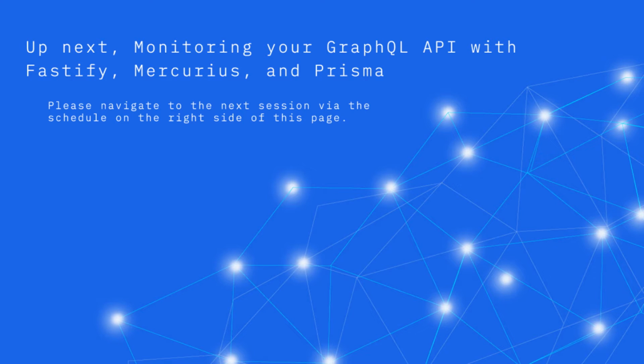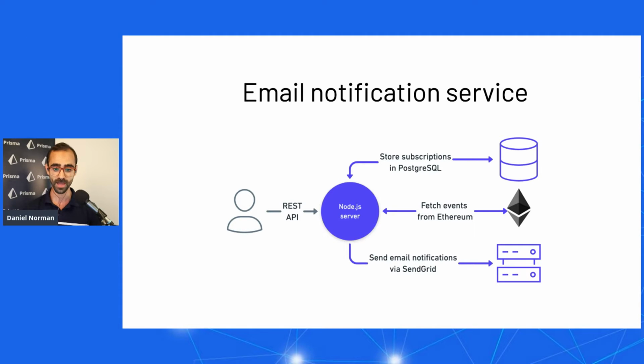And let me share a personal anecdote. A couple of years ago, I was building a Node.js service that would allow you to subscribe to Ethereum contract events and get email notifications when events are emitted by a contract. The service's main persistence layer was Postgres, and it would source events from Ethereum and send email notifications with the SendGrid email API.